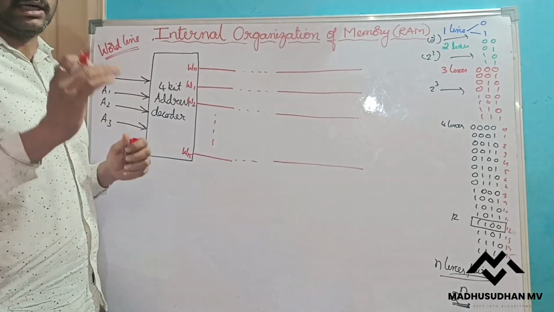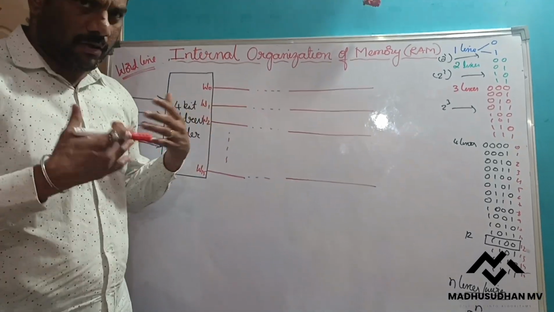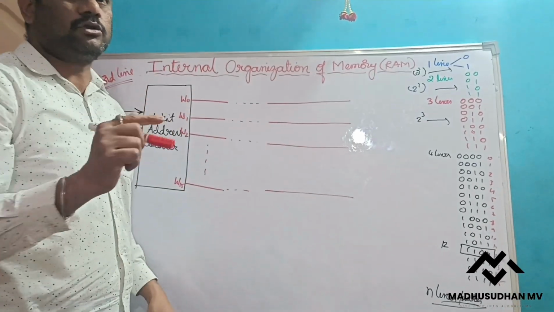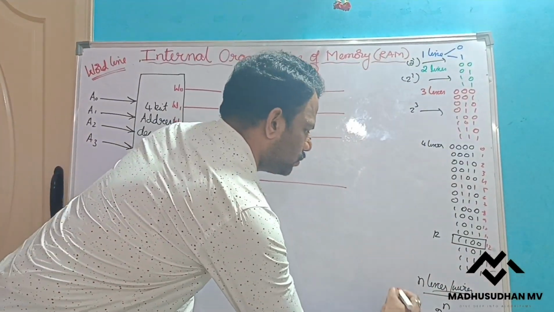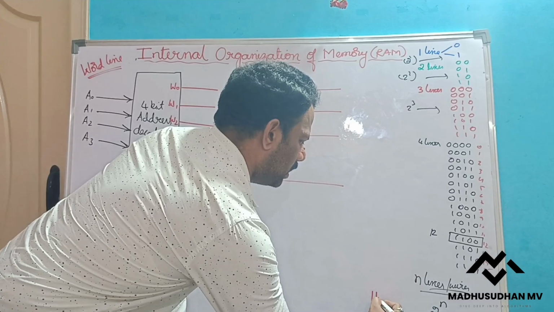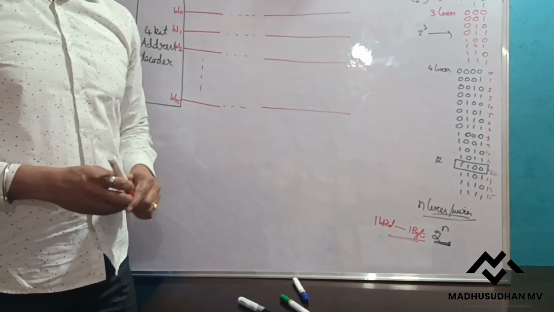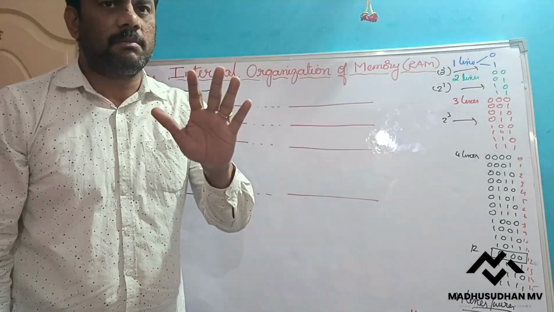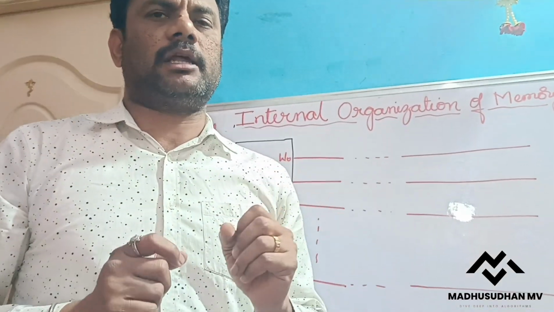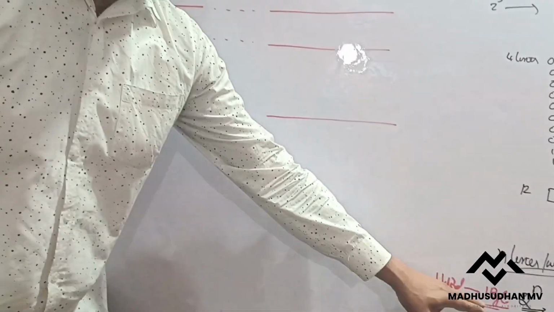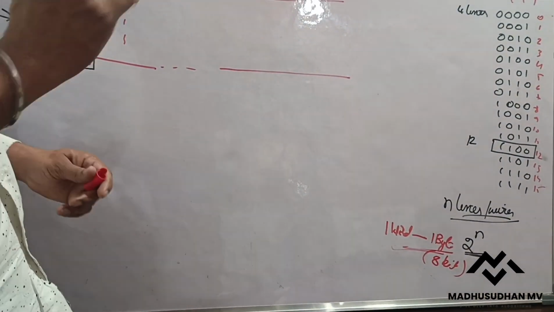What do you mean by word? In many of the videos I told you, word is nothing but a group of bytes. Now I will assume that in one word I am storing only 1 byte. I decided one word holds 1 byte. 1 byte means 8 bits. To store 8 bits I need 8 flip-flops, because in one flip-flop I can store only 1 bit.